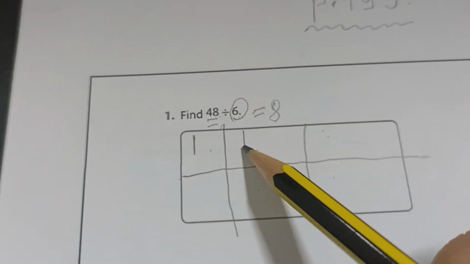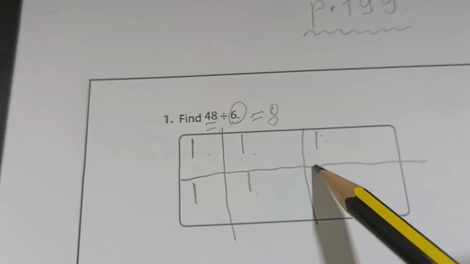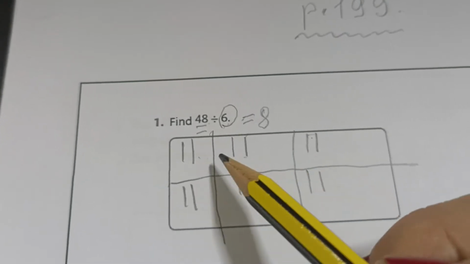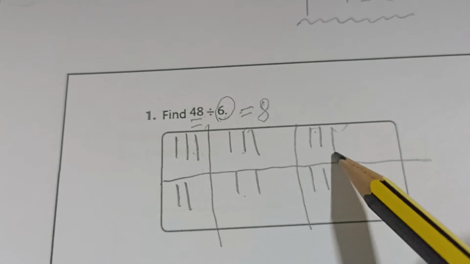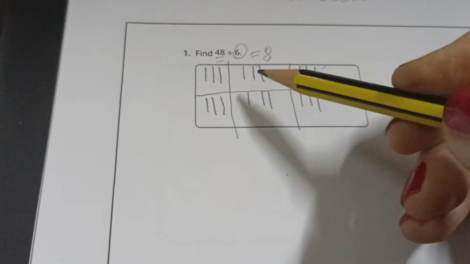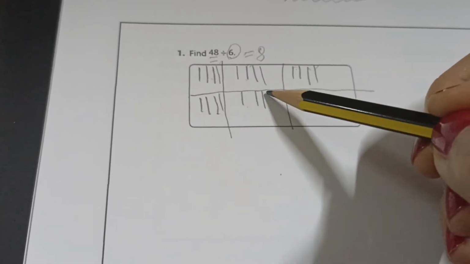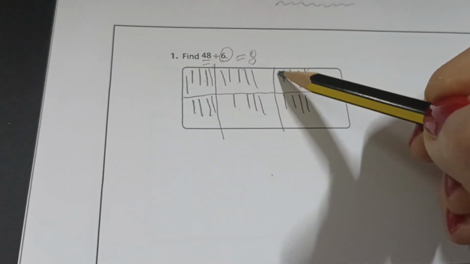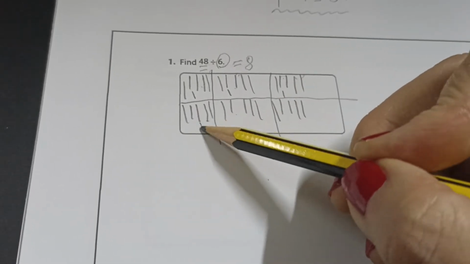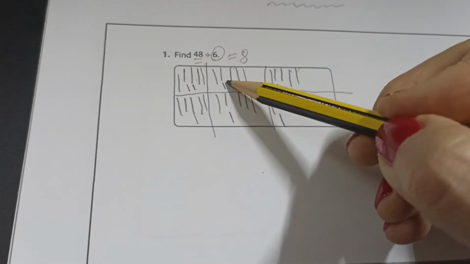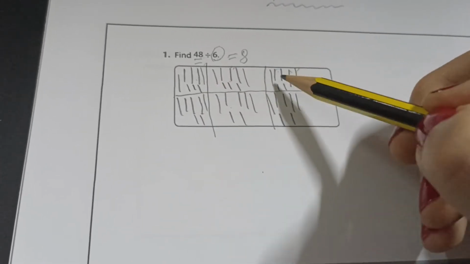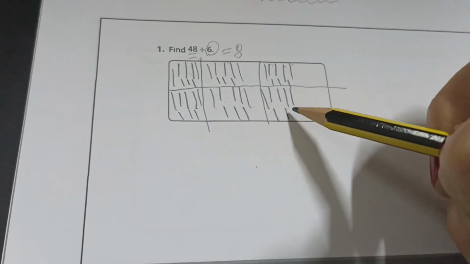So I'm counting 1, 2, 3, 4, 5, 6, 7, 8, 9, 10, 11, 12, 13, 14, 15, 16, 17, 18, 19, 20, 21, 22, 23, 24, 25, 26, 27, 28, 29, 30, 31, 32, 33, 34, 35, 36, 37, 38, 39, 40, 41, 42, 43, 44, 45, 46, 47, 48.